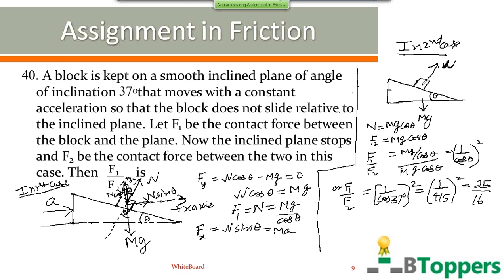In the second case, we can also resolve the weight mg into components parallel to the inclined surface and perpendicular to the inclined surface. The component mg cos theta acts perpendicular to the inclined surface. The component mg sin theta acts parallel to the inclined plane. So the magnitude of the normal reaction in the second case will be the same as the magnitude of the component mg cos theta, because the block has no motion in the direction perpendicular to the inclined surface. So the answer is 25/16.